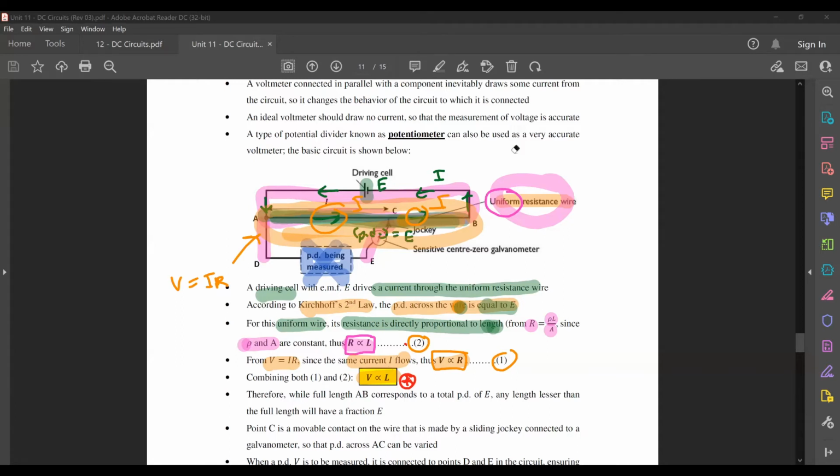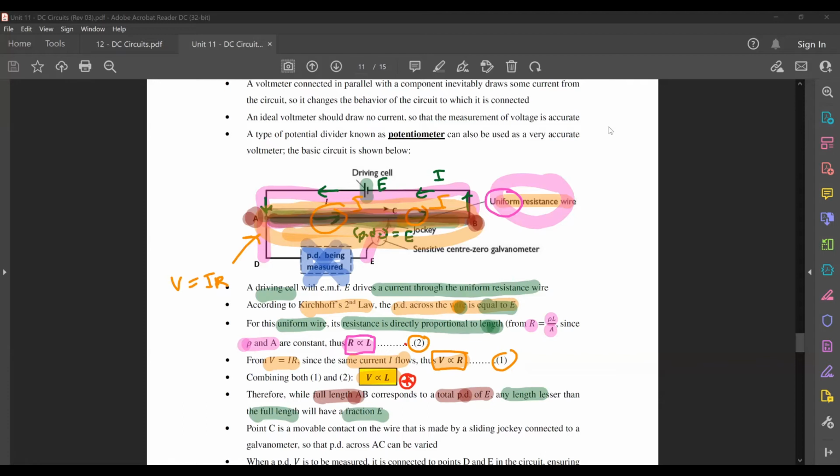This would mean that the full length AB of your wire corresponds to a total PD of E. The full length of your wire is this. Your A is here, your B is here. The full length of your wire corresponds to a total PD of E. For any length that is less than the full length, you will only have a fraction of the value.